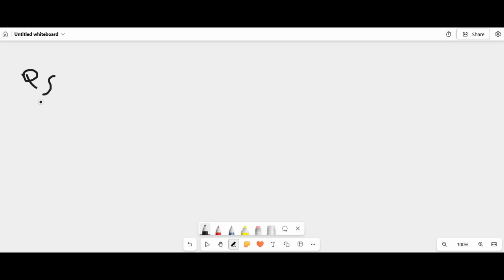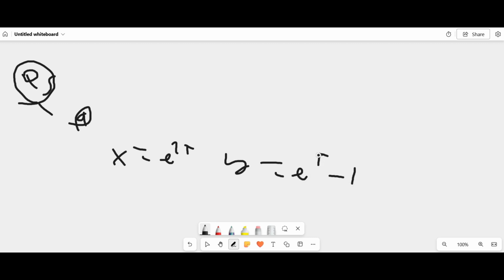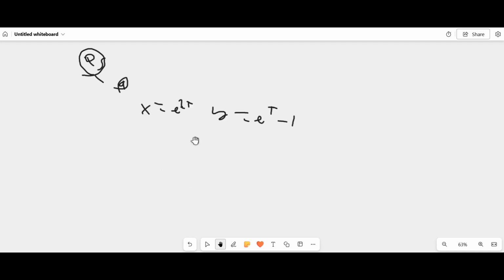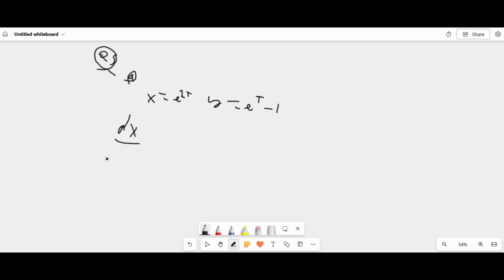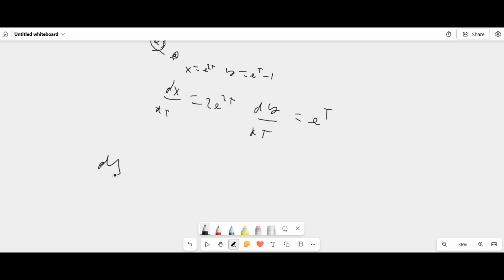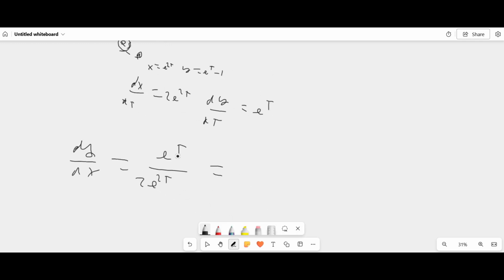Alright, question 5a. X is equal to e to the power of 2t, y is equal to e to the t minus 1. So find dx over dt. Bring 2 down, so dx over dt is going to be 2e to the 2t. dy over dt is going to be e to the t. And now find dy over dx. So dy over dx is that over that, so e to the t over 2e to the 2t. Obviously, that's going to cancel with one of these, so that becomes 1 over 2e to the t.